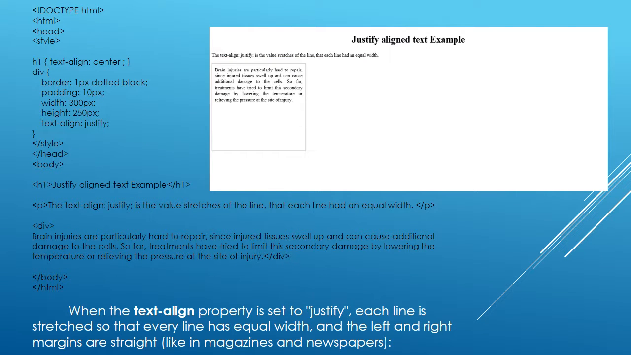The text-align justify value stretches the lines so that each line has equal width. When the text-align property is set to justify, each line is stretched so that every line has equal width, and the left and right margins are straight, like in magazines and newspapers.